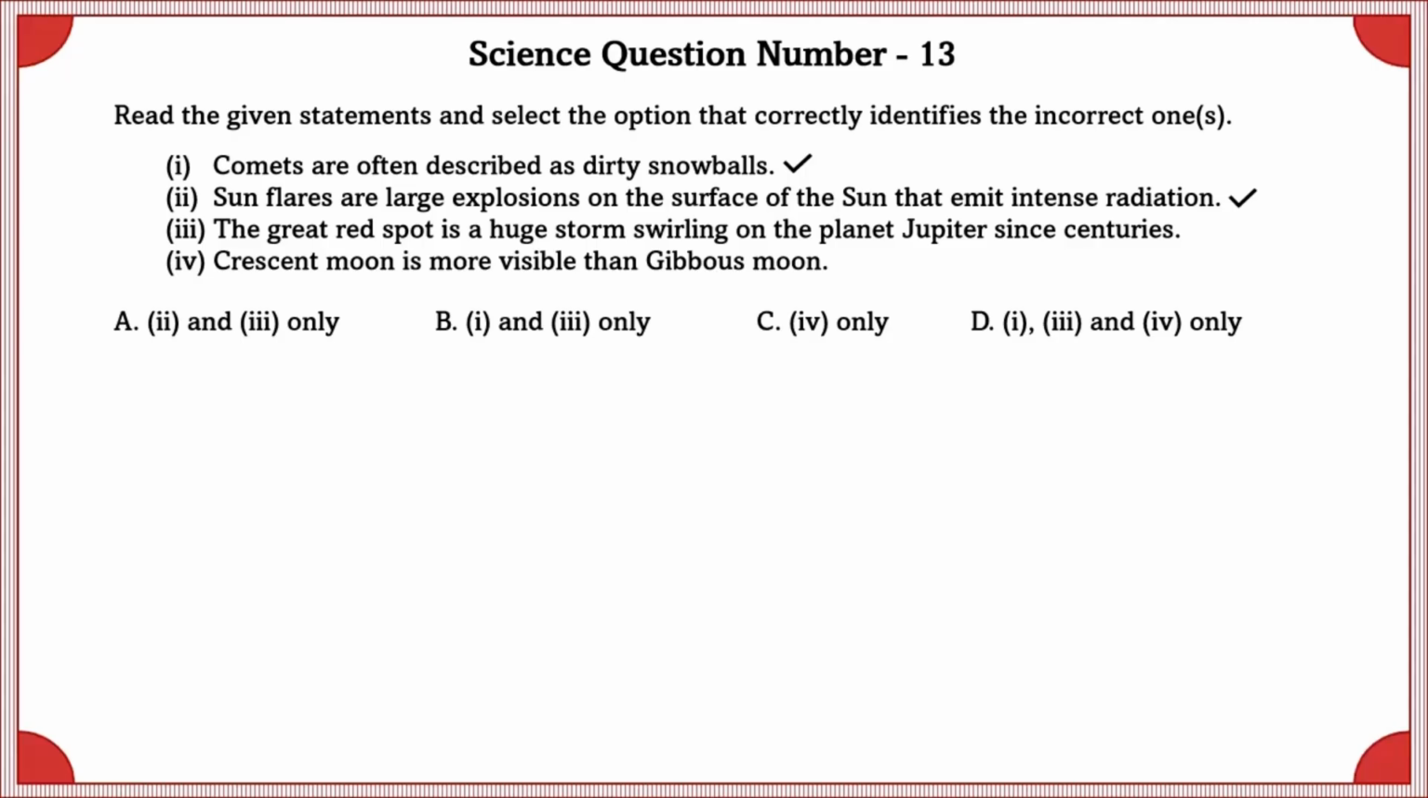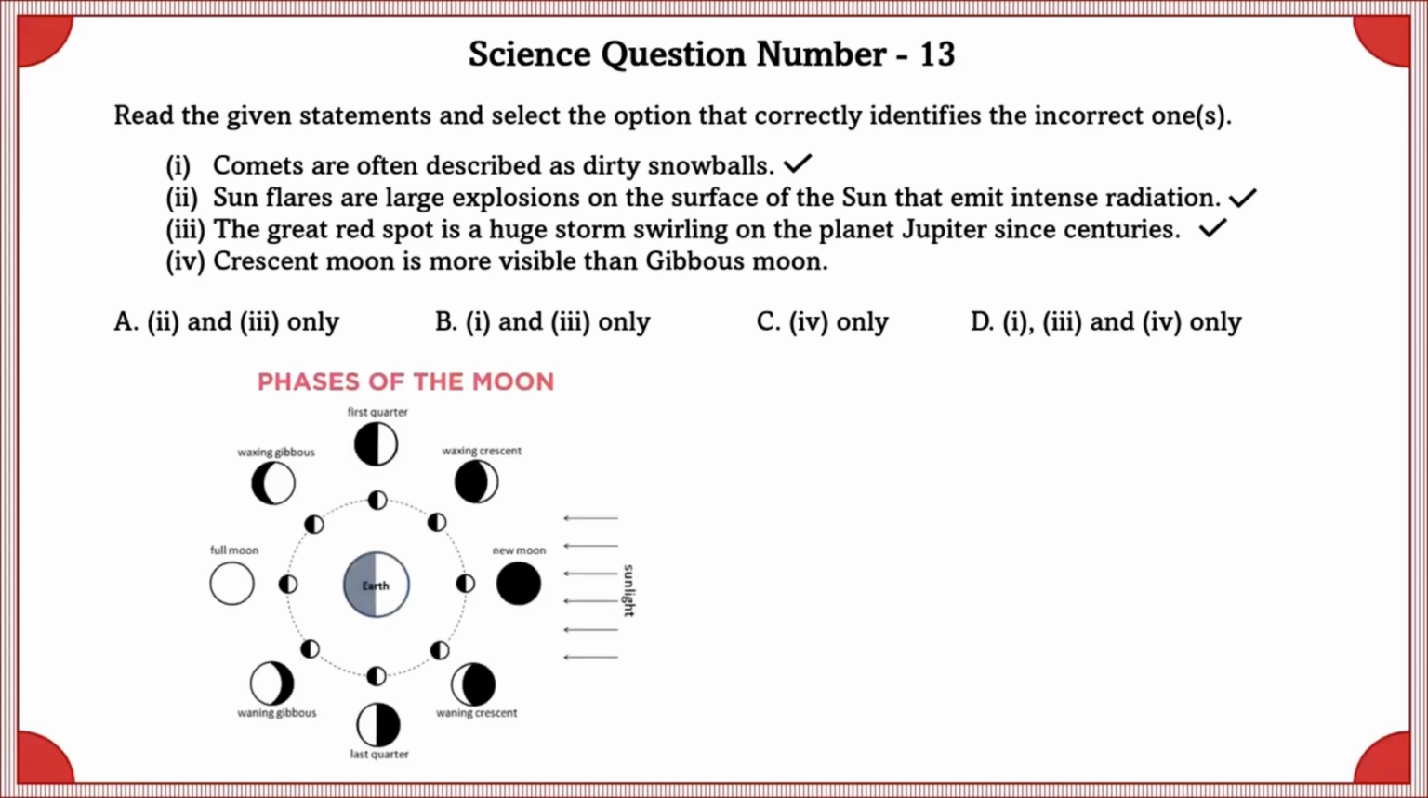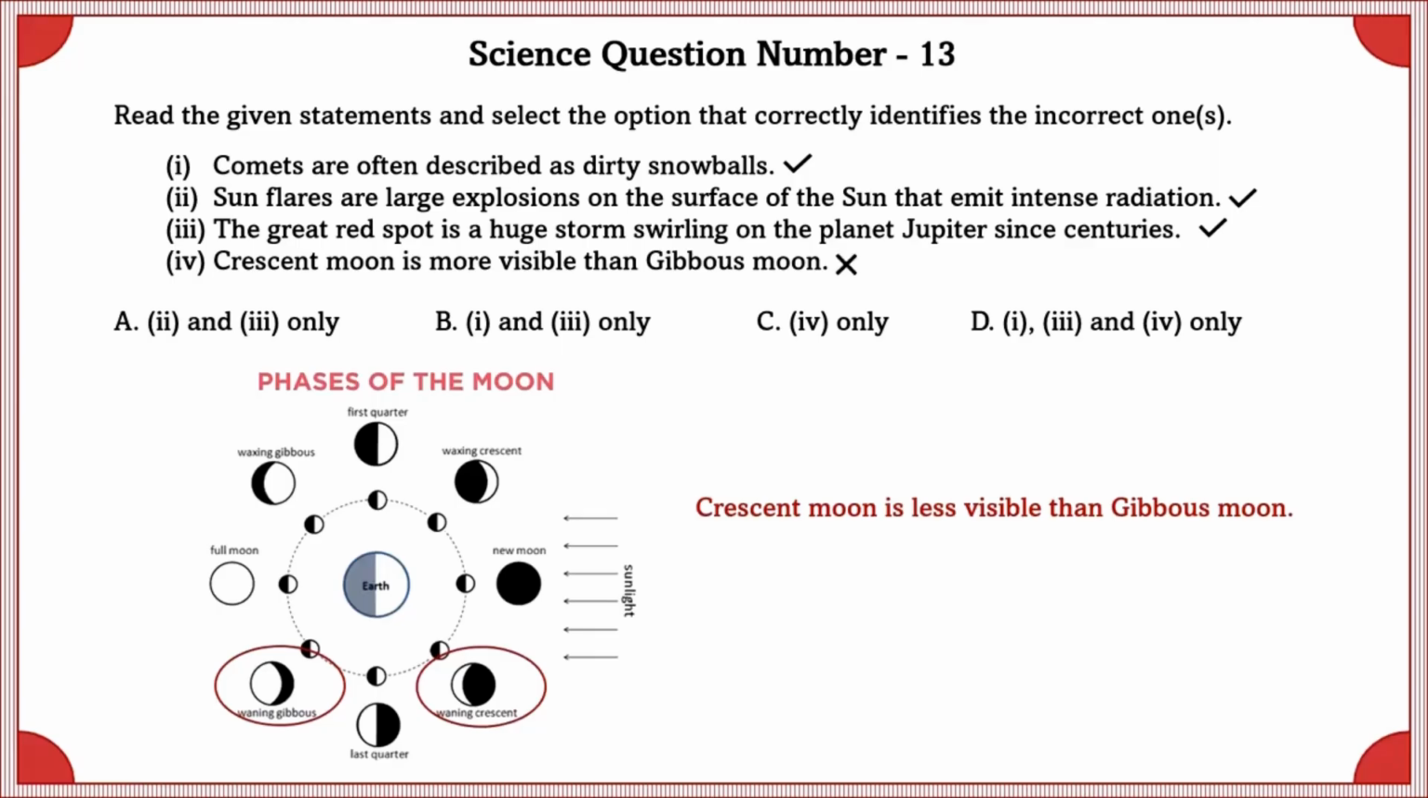The red spot is a huge storm whirling on the planet Jupiter since centuries. This is also true. Crescent moon is more visible than gibbous moon. The crescent moon is less visible than gibbous moon, but here they have given it as more visible. So this is wrong. So the only option that is incorrect is the fourth option.